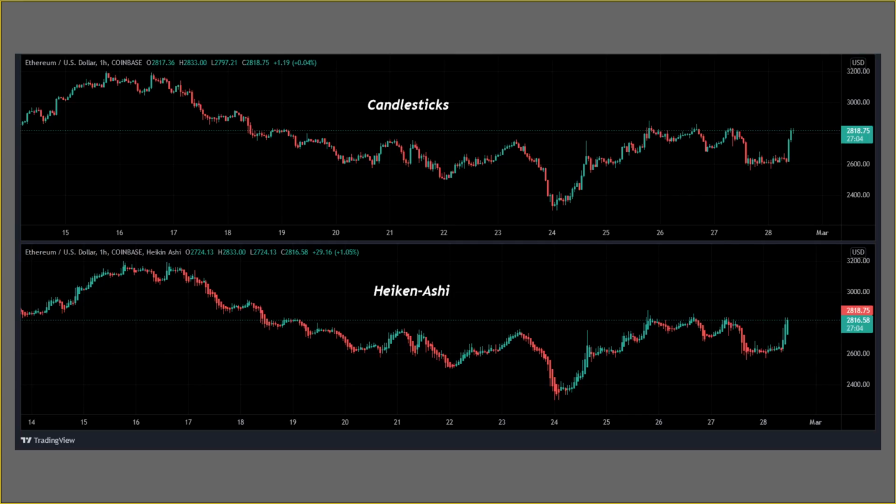Now, swapping back to some various examples, here we see a side-by-side comparison. This is Ethereum to US dollar. This is a 1 hour chart. Same thing here. The top section is the candlestick chart. The bottom section is the Heikin Ashi. And we see generally the shape remains the same. We're seeing the same overall general trajectory of price, but now with Heikin Ashi, we're starting to see differences.